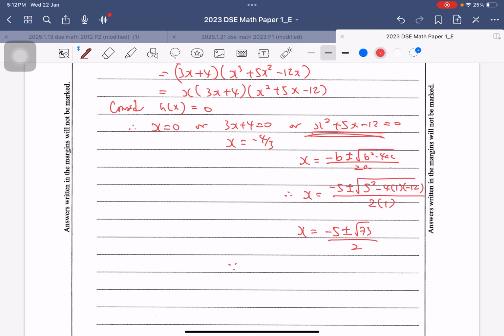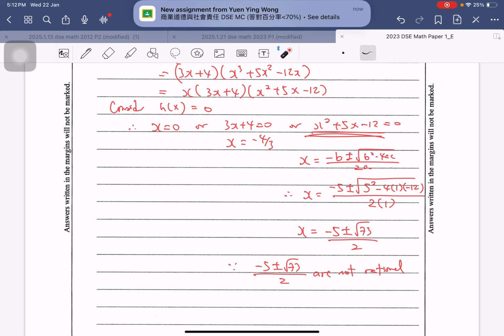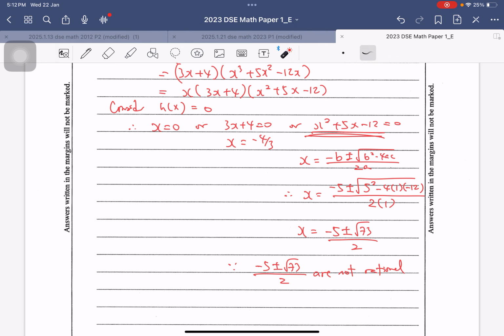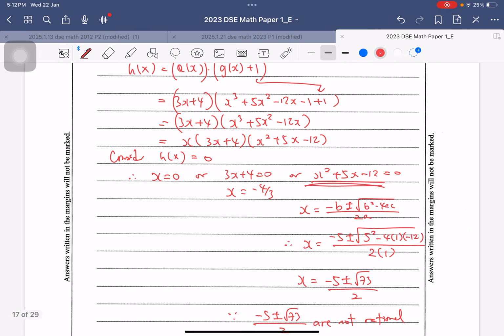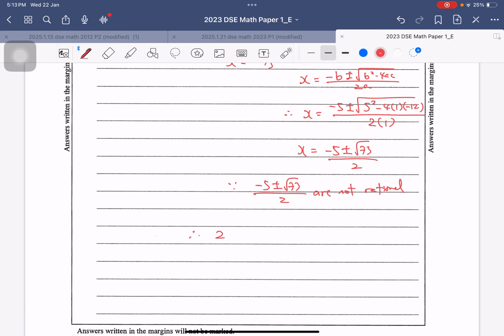Because negative 5 plus or minus square root 73 divided by 2 is not rational, even though it looks like a fraction, this part is not an integer, so it's not a rational root. So the rational numbers are just 2 numbers. So how many rational roots? Then we have 2. So 2 rational roots.